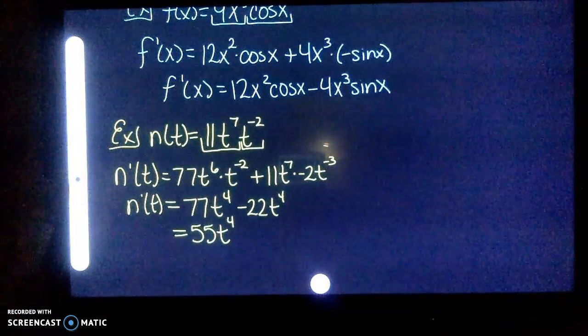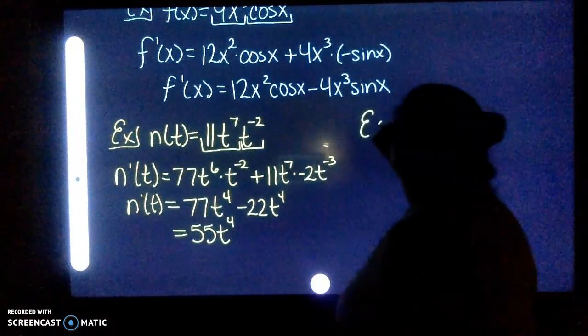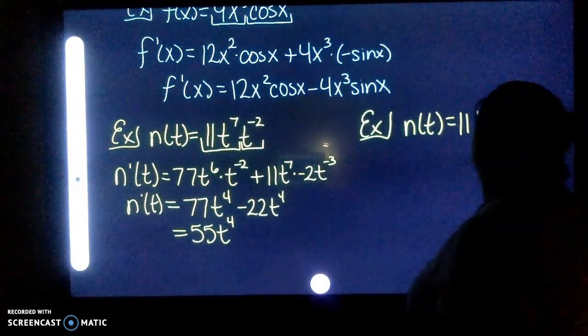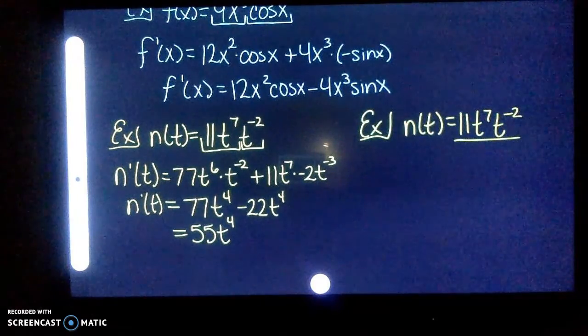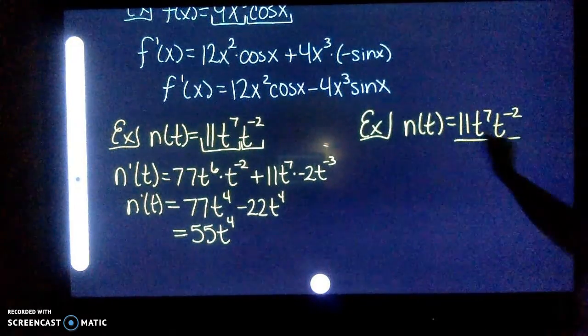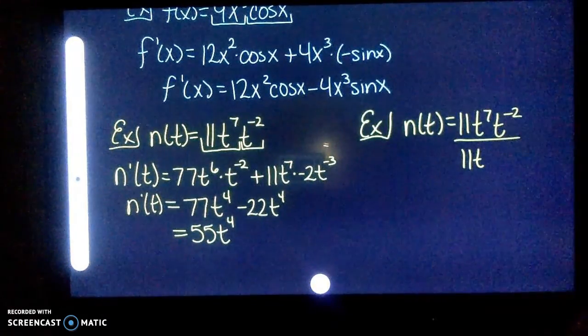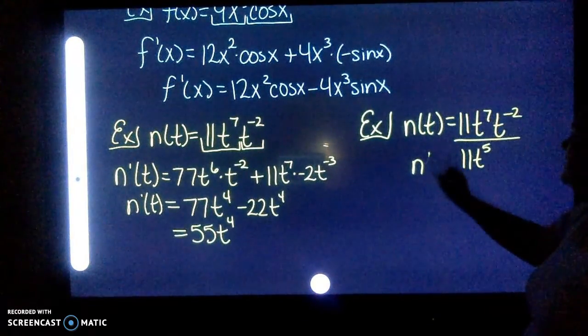So this was the first way of doing it. The second way of doing that exact same problem, rewrite it, is I could have multiplied that together first. I would have done 11 times 1 is 11, t, and then I add the exponents. 7 minus 2 is 5. So this would become 11t to the 5th.